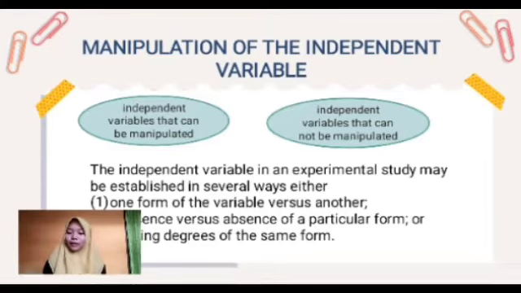The independent variable in an experimental study may be established in several ways: either one form of the variable versus another, presence versus absence of a particular form, or varying degrees of the same form.